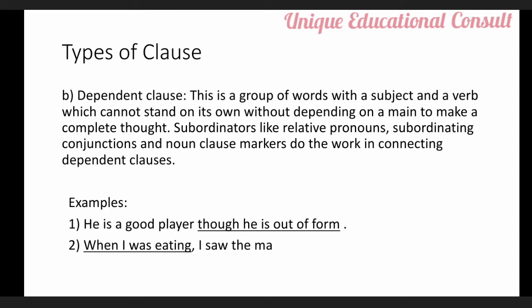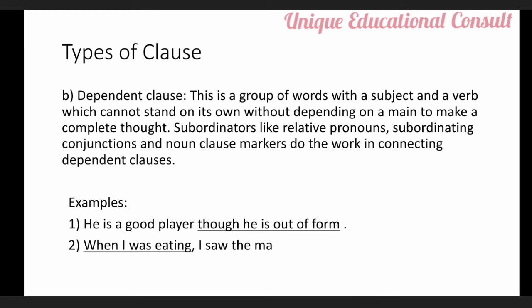But when we remove though, that subordinating conjunction, we will have he is out of form, and that is a complete sentence on its own. But the introduction of though, that is what makes it what? It paves the way for looking for an attachment in order to connect it with the main clause that comes previously. I hope this is clear.